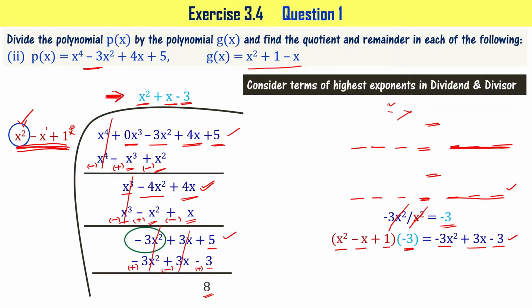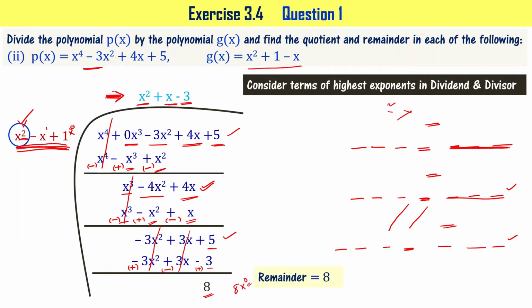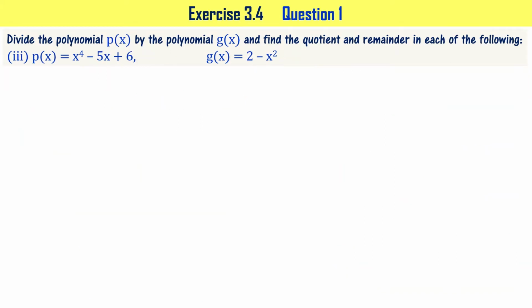Now we can stop here because already the degree of this particular term is 0, right? Or the exponent of this particular term, since I can write it as 8x power 0, the exponent is 0, which is less than 2 here, right? That's why we stop here and say that remainder of this particular division is 8 and quotient is x square plus x minus 3, right?